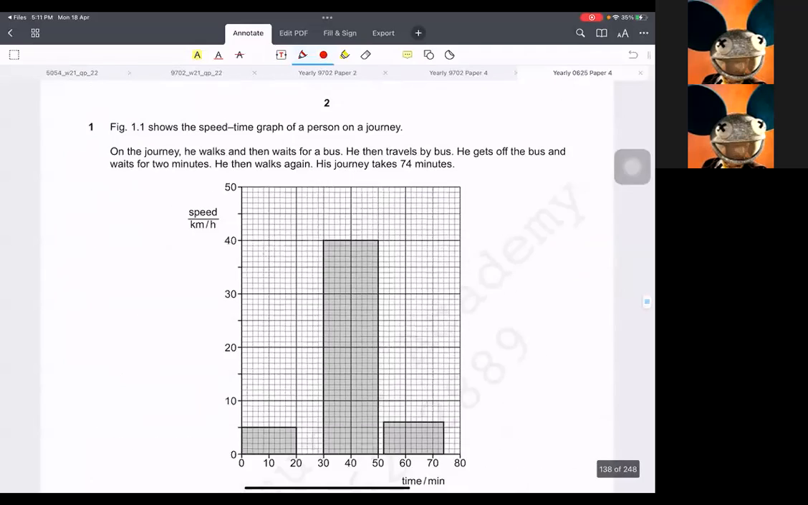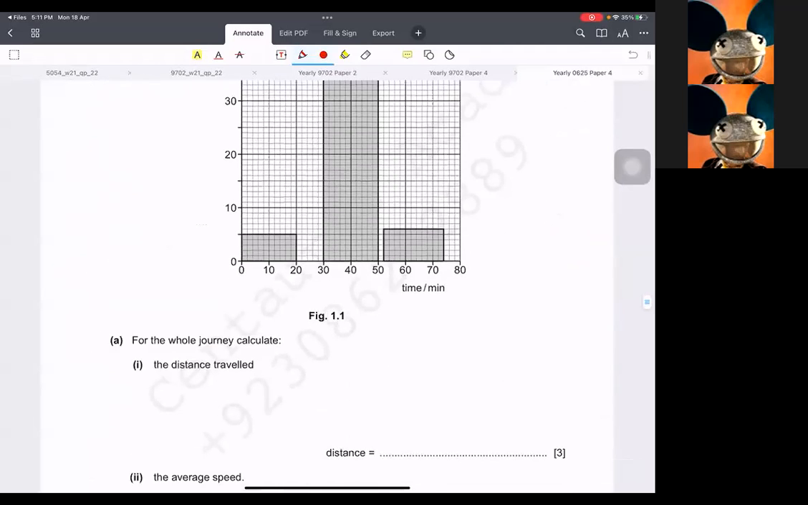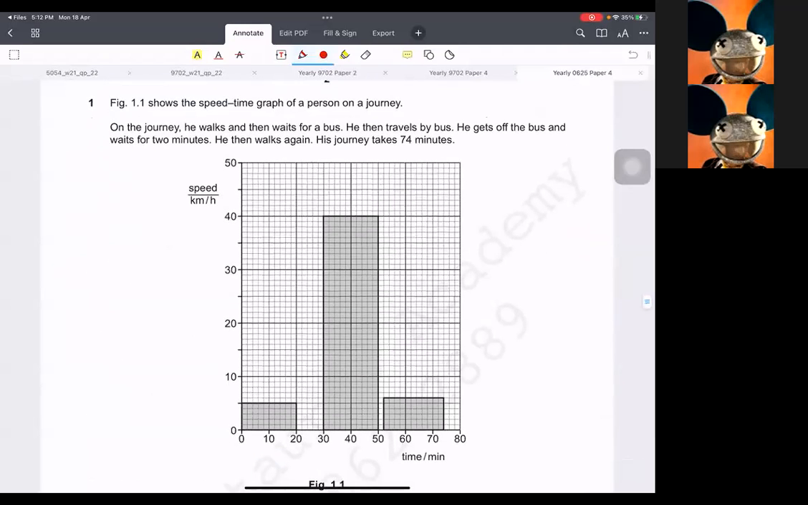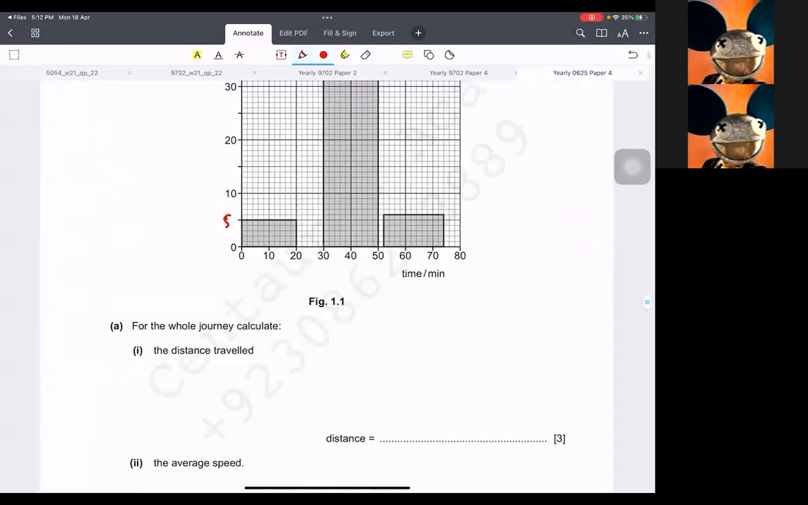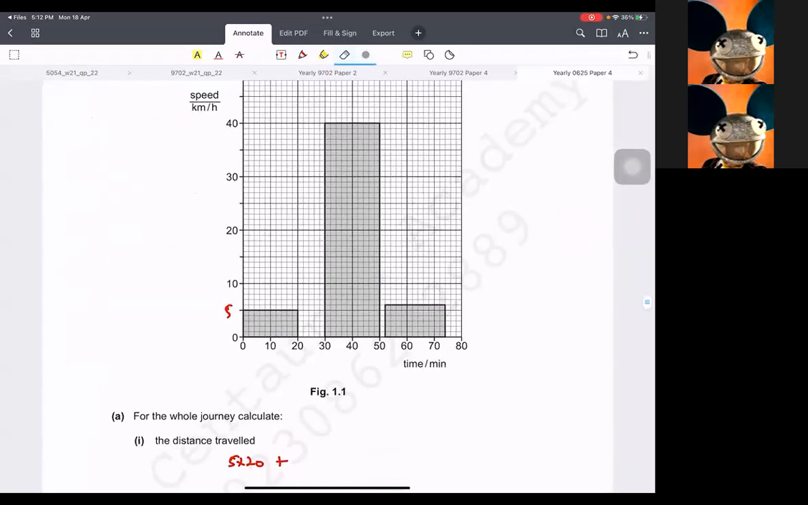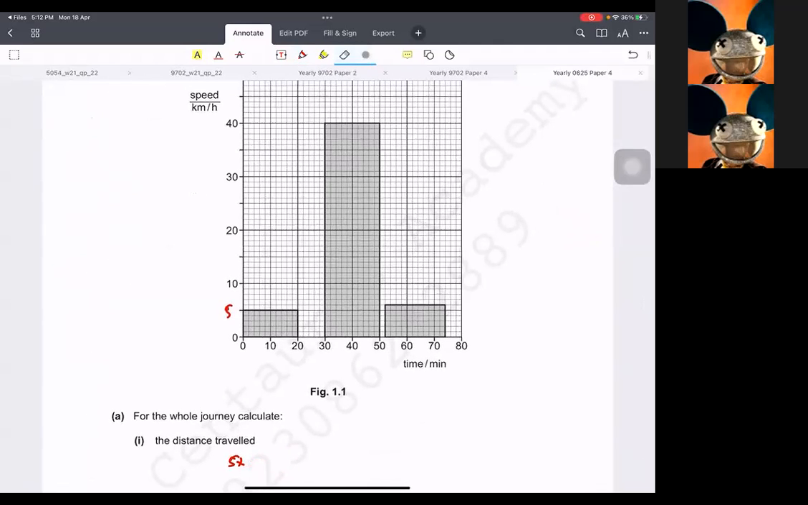Okay, so for the first one, it says 74. For the whole journey, distance traveled. So this will be 5 into 20. Oh, by the way, speed is in kilometers per hour and time is in minutes. So I think we should convert it into hours.